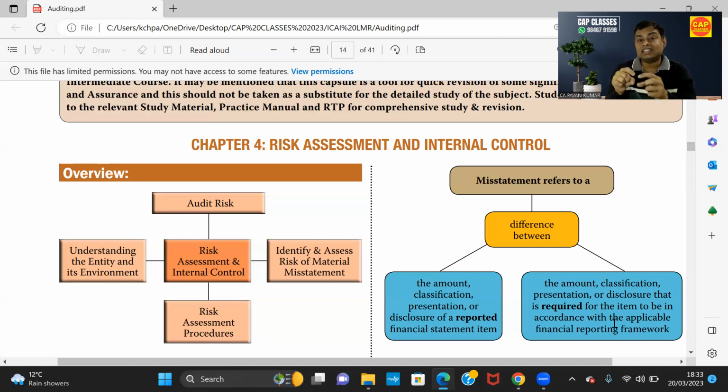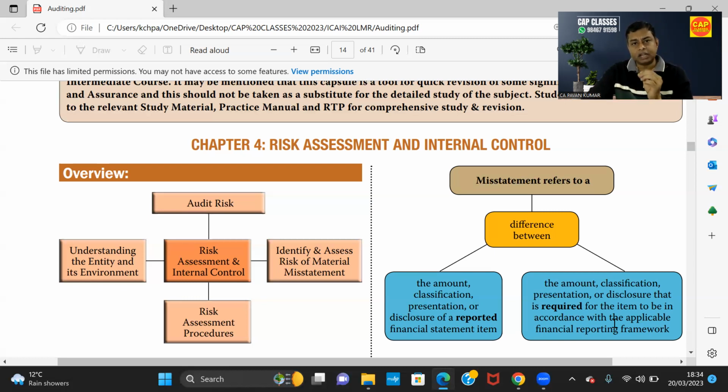So in understanding audit risk of material misstatement. In understanding risk of material misstatement, material misstatement, misstatement. Material misstatement, risk of material misstatement, audit risk. So this is step one. You understand it? This is misstatement.